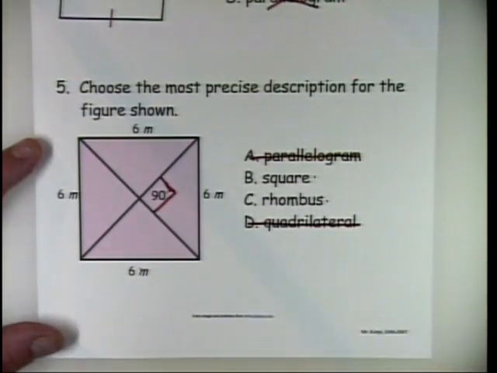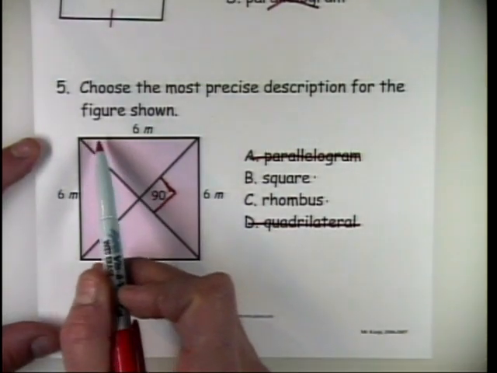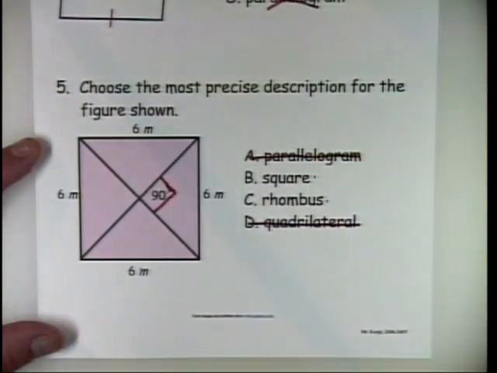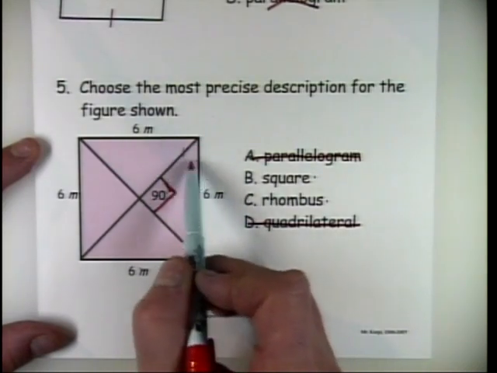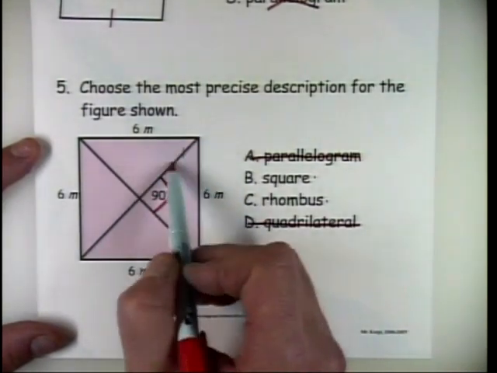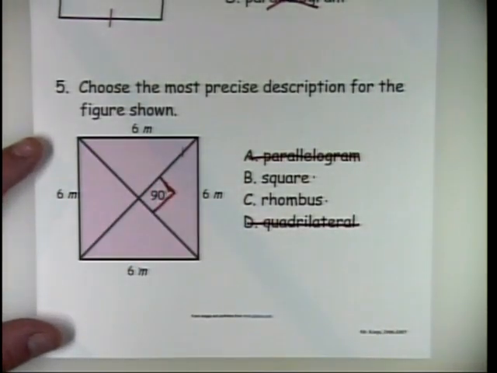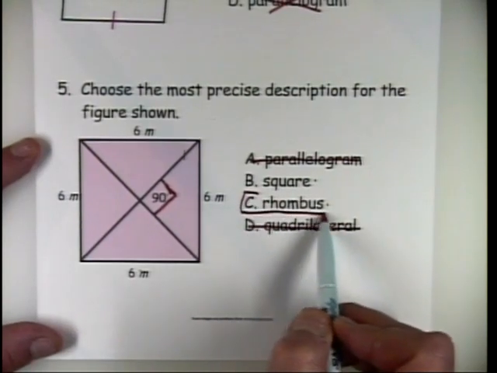Now, here's the other trap. The way that this diagram is drawn, it's drawn to appear to be a square, that these look like they're right angles. But again, if there's no little mark here, that little box like we have here, if there's nothing drawn there and there's no measurements indicating that they're right angles, we can't assume that they're right angles. And so again, the best we can do is say that it's a rhombus.